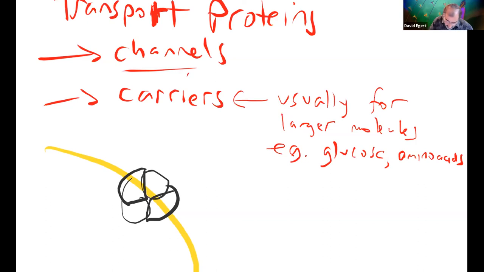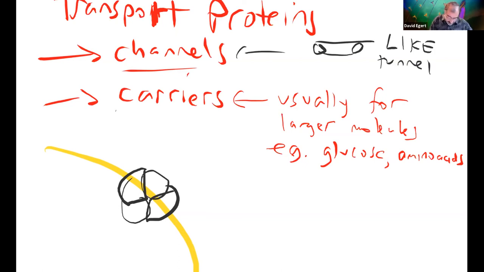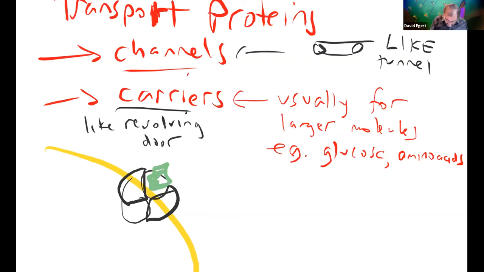Whereas a channel really is kind of like a tunnel, a carrier is more like a revolving door. So this glucose comes here, but then there is all sorts of click, click, click, and then spits it out the other side. Right? Things still move according to their concentration gradient, but it's more complicated. It's not just moving through an open doorway.